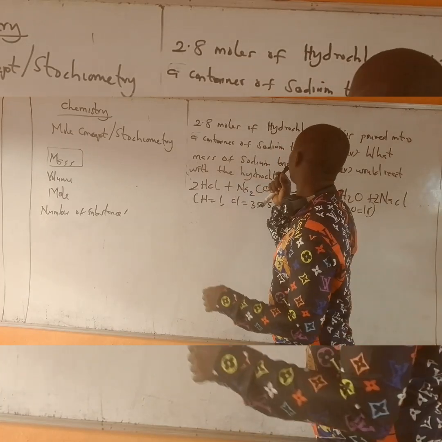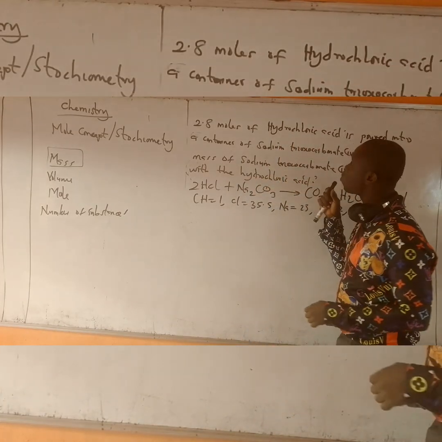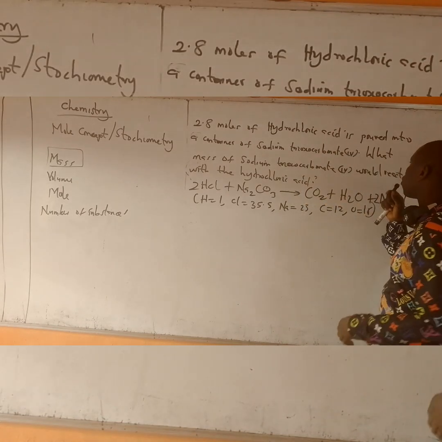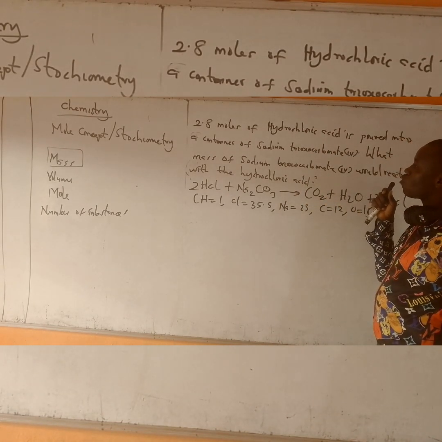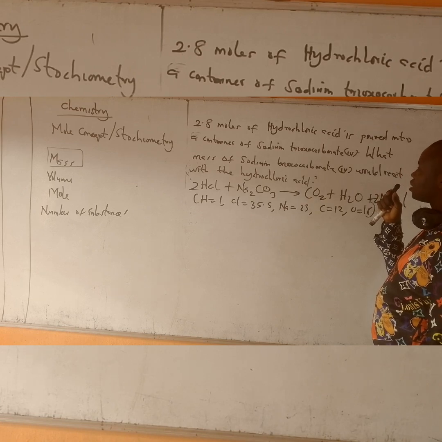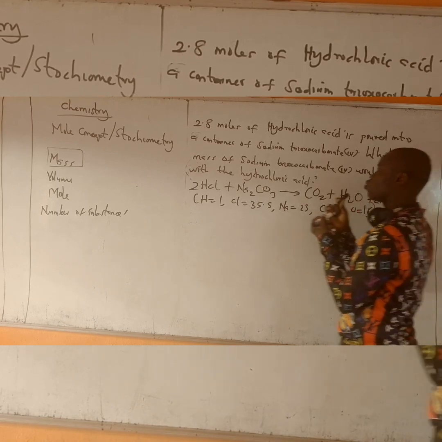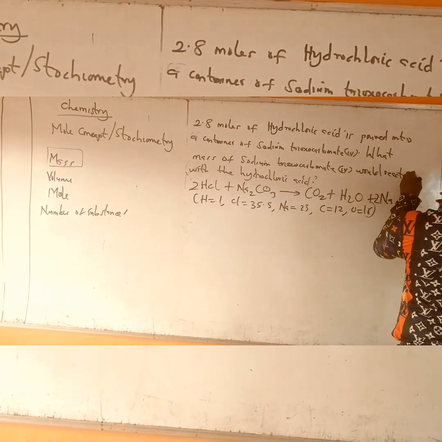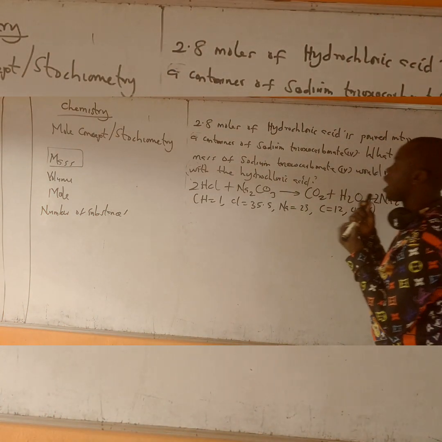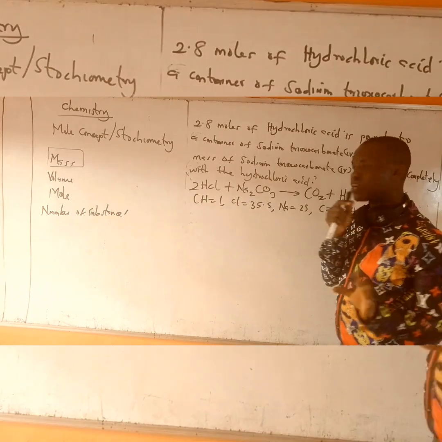2.8 moles of hydrochloric acid is poured into a container of sodium carbonate, Na2CO3. What mass of sodium carbonate would react completely with the hydrochloric acid? Very easy.